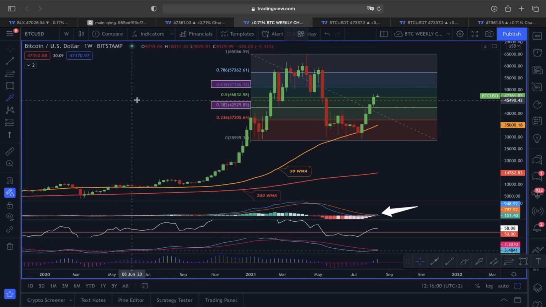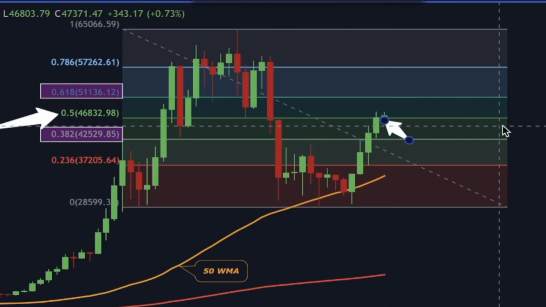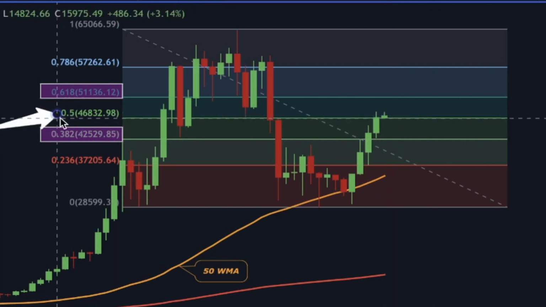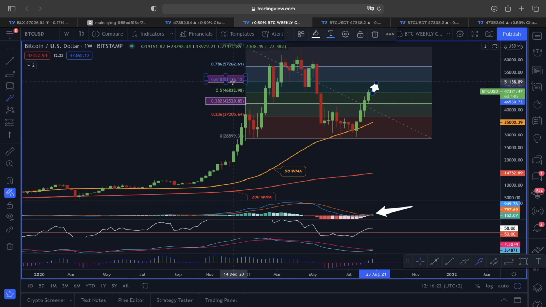We wanted the price of Bitcoin at any cost to find a proper support above this 0.5 Fibonacci retracement level, and that was around the 46,800 area. But now you can see the price of Bitcoin is holding this 0.5 Fibonacci line. If this 0.5 Fibonacci line is going to hold the price, the next possible target is going to be around this 0.618 Fibonacci line, and that is lying around the 51,000 price range.